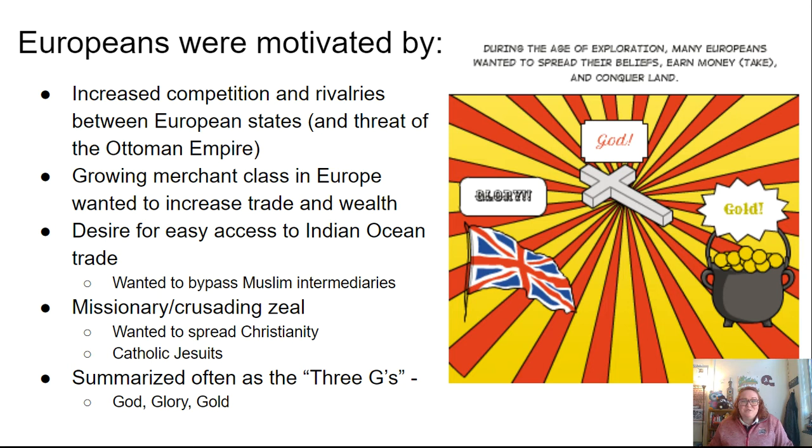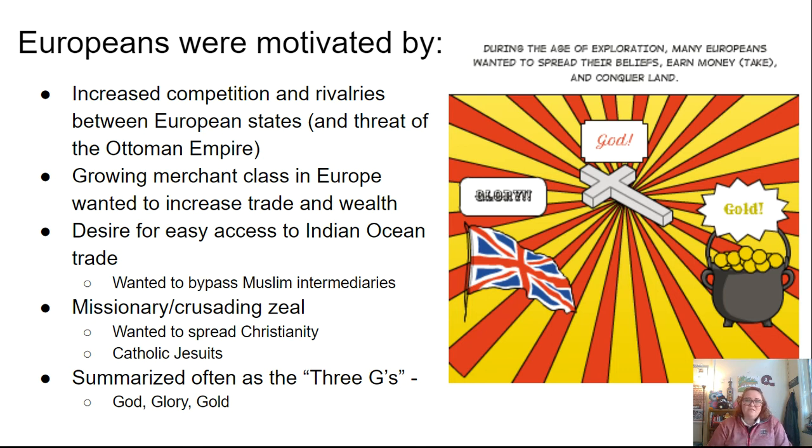So the Europeans were really motivated by competition and rivalries. They didn't like each other. This is where you start to see the growth of nationalism come into play. They also saw the threat of the Ottoman Empire. The Ottoman Empire sat between Europe and the East, and they were also making strides to develop technology just like Europe. You also see this growing merchant class in Europe. They wanted to increase their trade and their wealth. And there was just this demand for easy access into the Indian Ocean because they couldn't bypass the Muslim intermediaries.